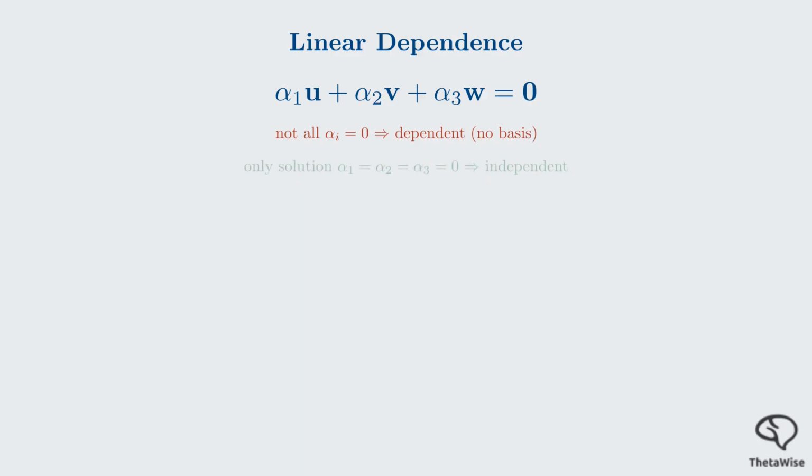3 vectors u, v, and w are linearly dependent if there are scalars alpha1, alpha2, and alpha3, not all 0, such that alpha1 u plus alpha2 v plus alpha3 w equals the 0 vector. In that case, at least one vector can be built from the others, so the 3 vectors do not form a basis for 3-dimensional space. They are linearly independent when the only solution is alpha1 equals alpha2 equals alpha3 equals 0. Independent vectors point in genuinely different directions and can represent every vector in 3-dimensional space through a unique linear combination.